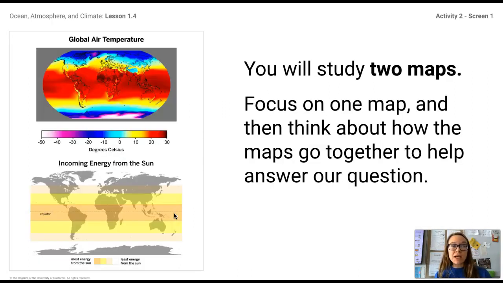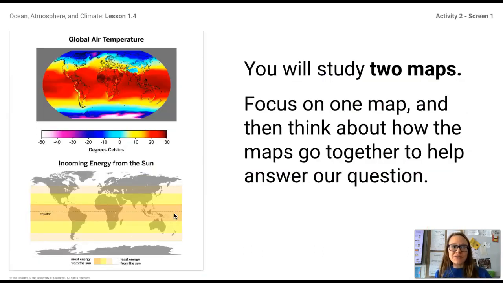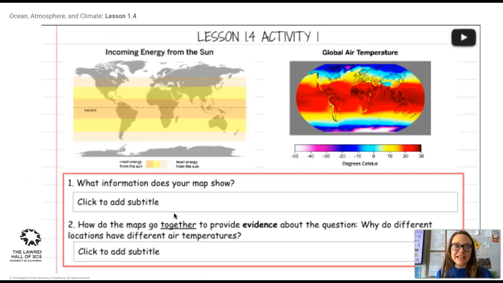So we're going to be looking at both of these maps. We're going to look at one of them at a time. We're going to be stopping, answering some questions, and then we are going to be doing some research and investigating and answering questions in our notebook later. So you're going to eventually be looking at a page like this in your notebook and answering some of these questions. So I just want you to start thinking as we go through this lesson, what information does this map show us? And then how do the maps go together to help provide evidence about the questions that we are asking, which is why do different locations have different air temperatures?